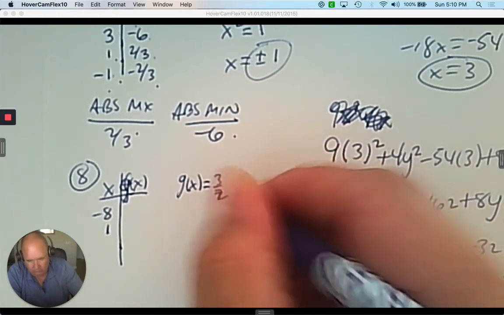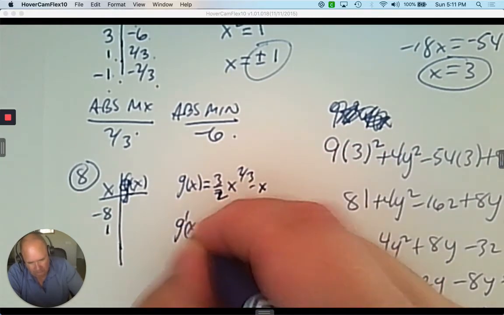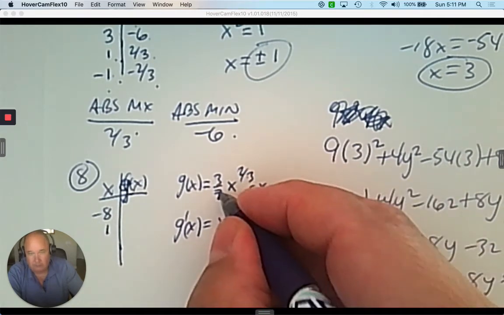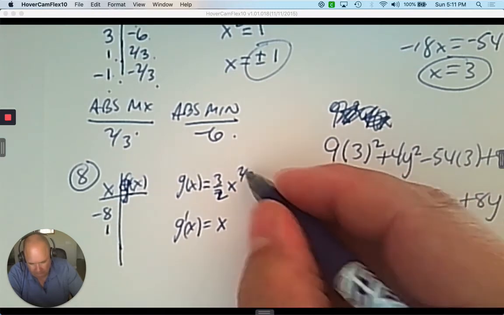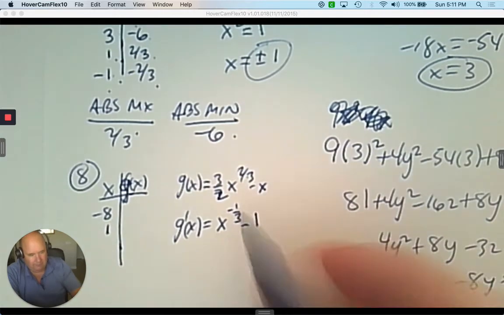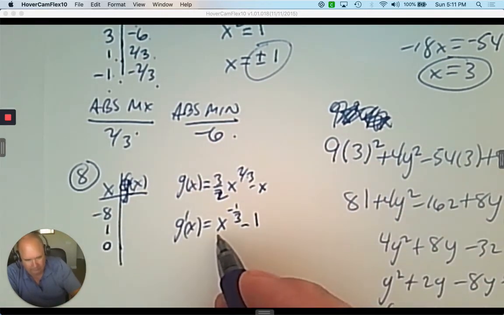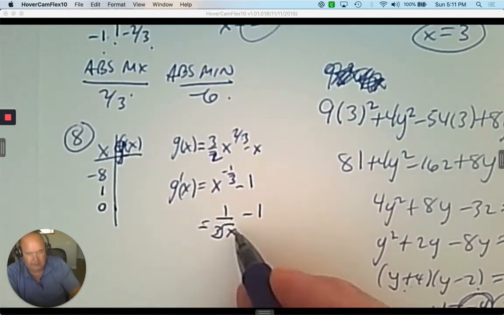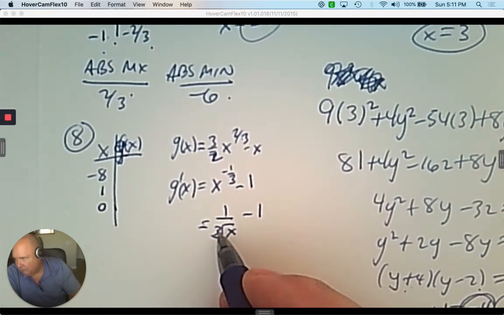So 3/2 x to the 2/3, subtract x. The derivative here, if you multiply it, it would just be x, because 2/3 times 3/2 cross out, leaving you with 1. Subtract 1. So 2 take away 3 would be -1/3. Subtract 1. Now, because of the negative exponent, I already know 0 is one of the values because 0 makes it undefined. So this is like 1 over the cube root of x, minus 1.